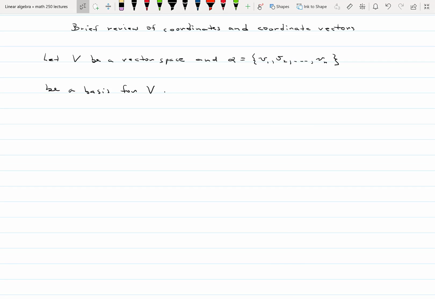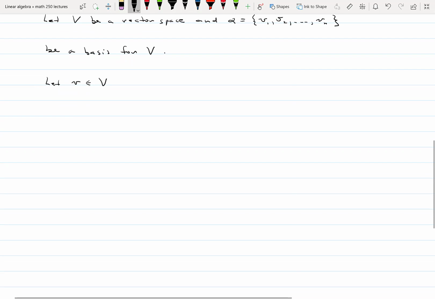Okay, now let's pick something out of V. So let v be in the vector space V. Okay, so that implies that v can be written uniquely as a linear combination of these basis vectors from alpha. So v equals c1 v1 plus c2 v2 plus ... all the way up to cn vn. This is old news for us.